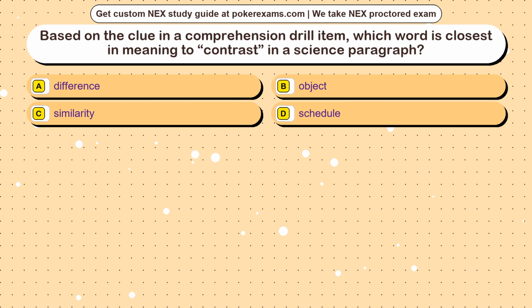Question 17. Based on the clue in a comprehension drill item, which word is closest in meaning to contrast in a science paragraph? Option A, difference. Option B, object. Option C, similarity. Option D, schedule.